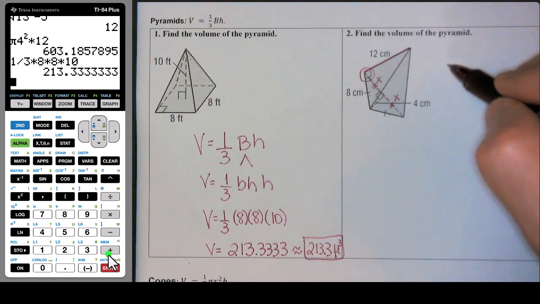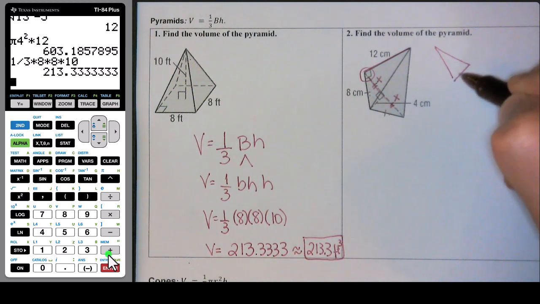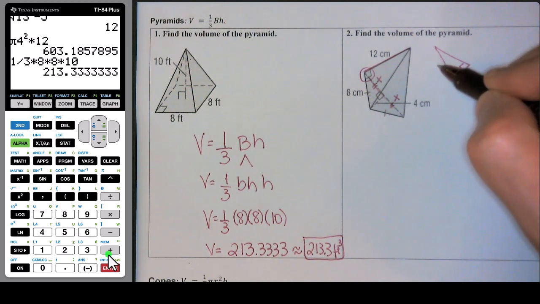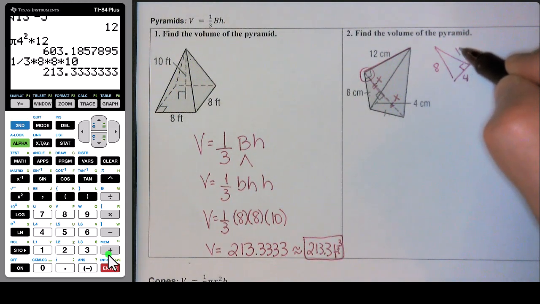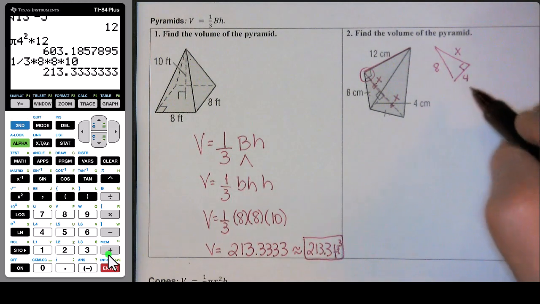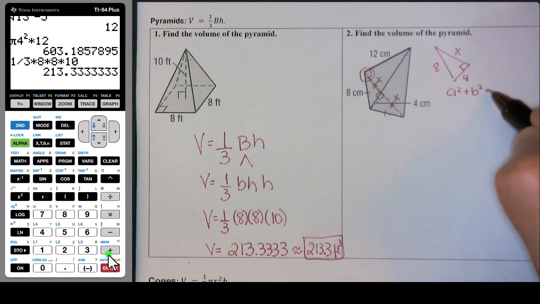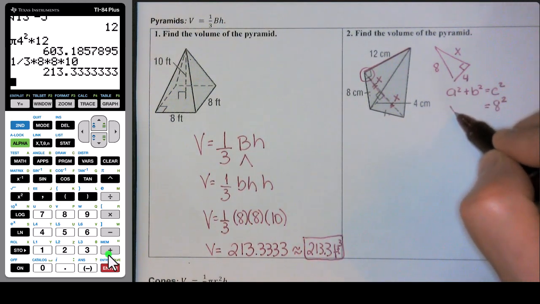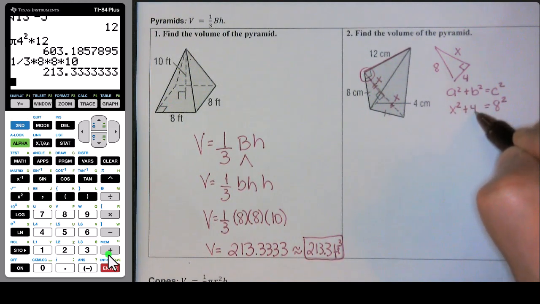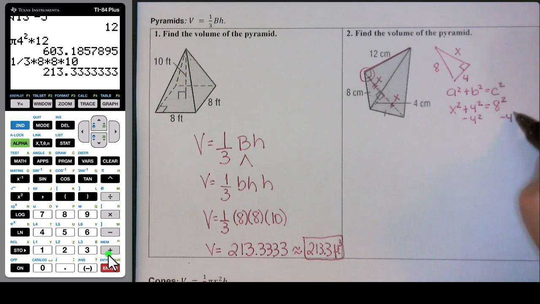And so basically, we have a triangle there, which is a right triangle. We know that this is 8. We know that this is 4. And let's call this x. So using the Pythagorean theorem, a squared plus b squared equals c squared. We know that 8 is the hypotenuse. And then the other two sides would be x squared plus 4 squared. We're going to subtract 4 squared from both sides.